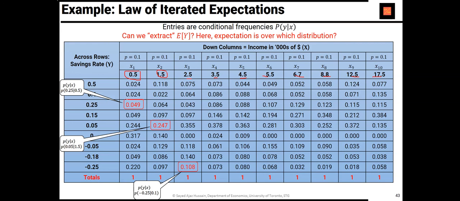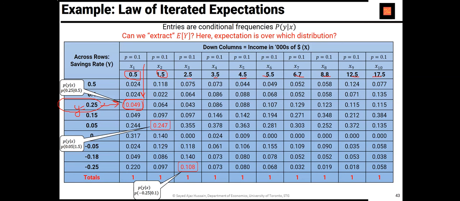So this number means the following. Please be careful. This is the chance of y given x. Your x's are going this way, your y's are going this way. So this would be the probability of y equal to 0.25, given that x is equal to 0.5. So what's the probability that you have a savings rate of 25% given that your income is 500 bucks? And the answer is close to 4.9%.